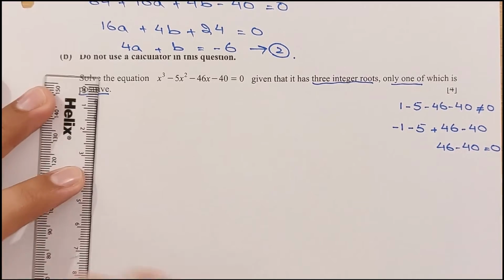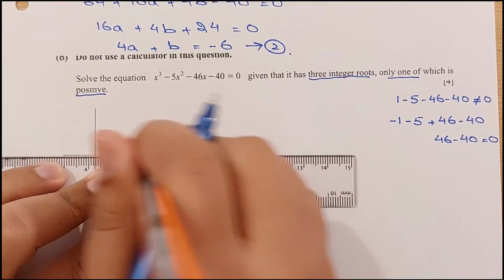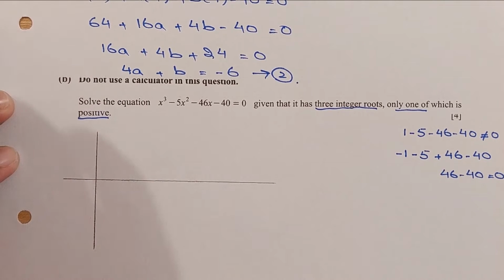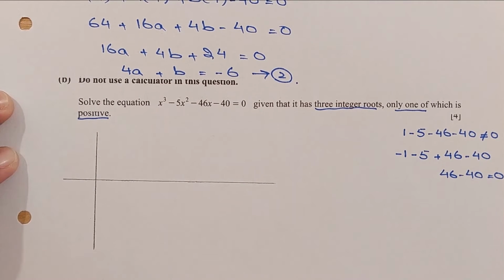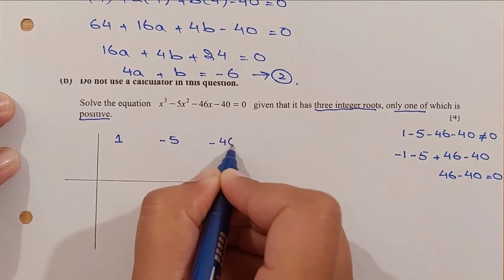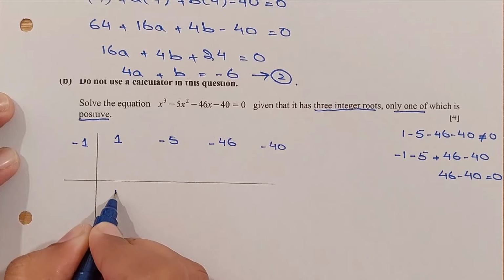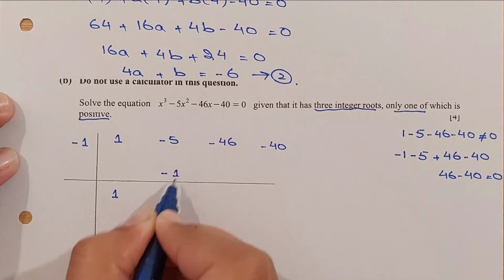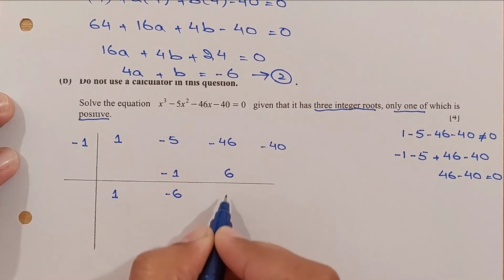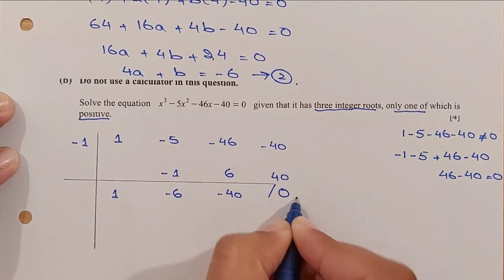So let me apply the method of synthetic division here. We got our first root, right? So first let me write the coefficients. The coefficient of x cubed is 1, the x squared coefficient is minus 5, the x coefficient is minus 46, and the constant term is minus 40. Okay, so minus 1 is the root. Bring the 1 down. 1 times minus 1 is minus 1. We have negative 6. 1 times minus 6 is minus 6. So minus 46 take away 6 is minus 40. And 1 times minus 40 with a positive 40 here, we have 0, right?